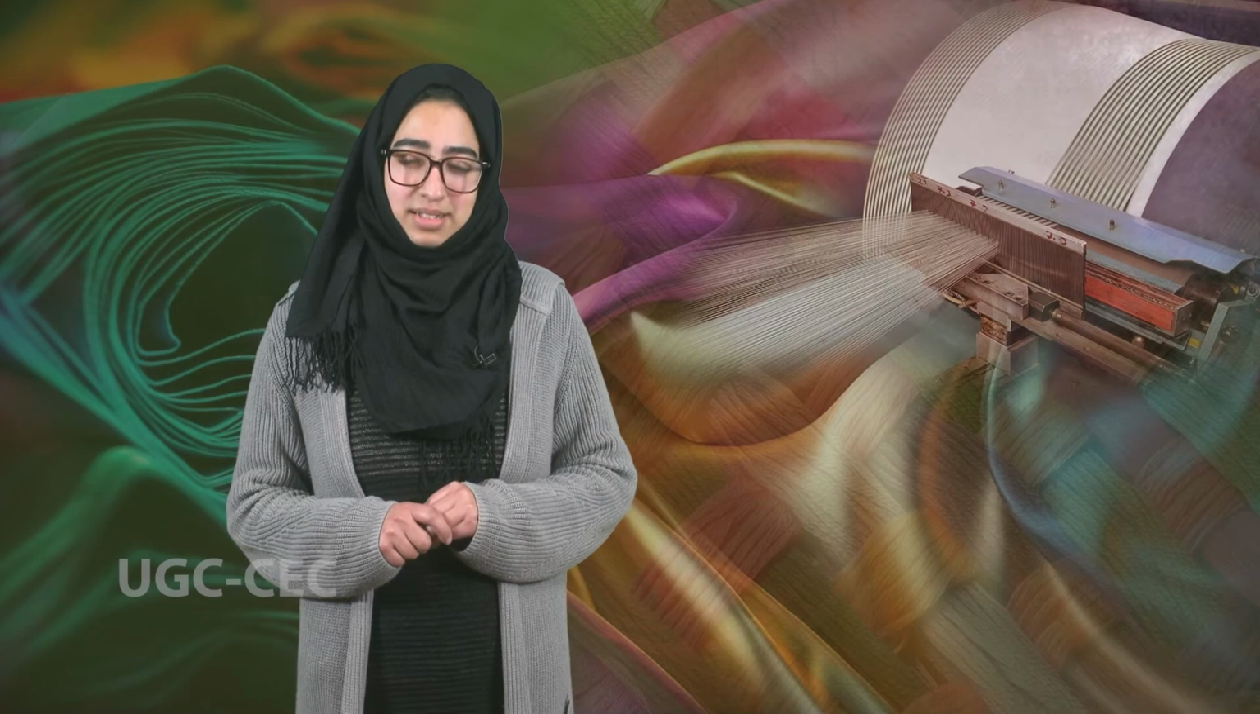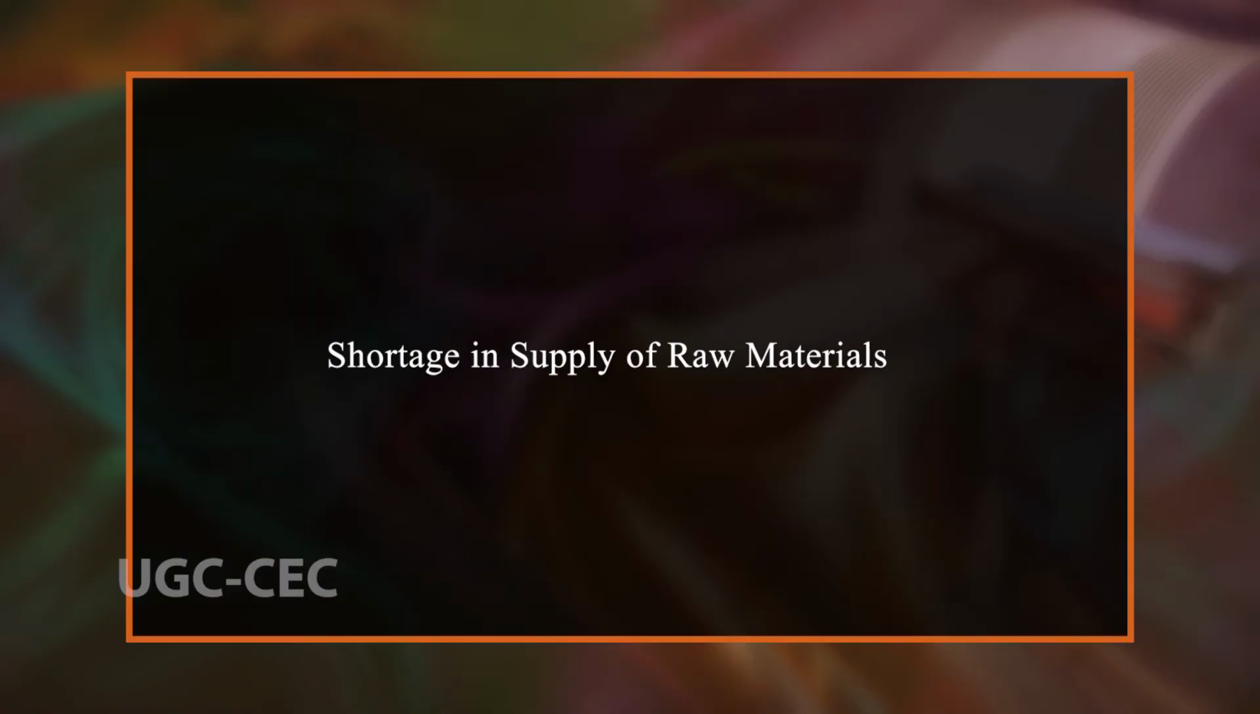Speaking of challenges, the textile industry faces several hurdles. Let's discuss them. First, shortage in supply of raw materials. Because of pollution issues, some units of China and Europe have been shut down, due to which there is a rise in the prices of basic raw material. And there are many other factors like weather, etc., which are influencing the raw material supply.